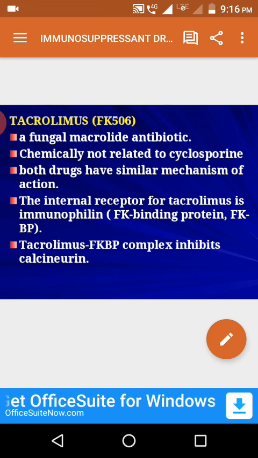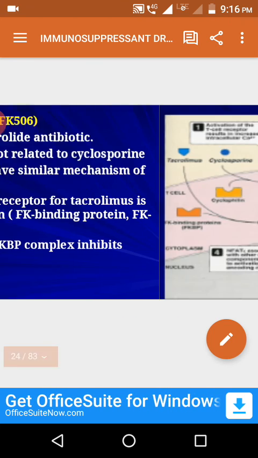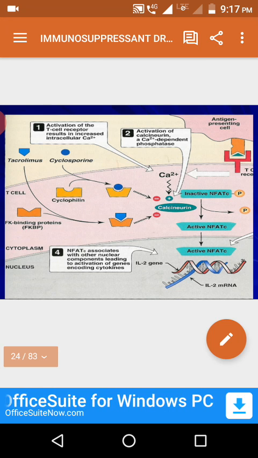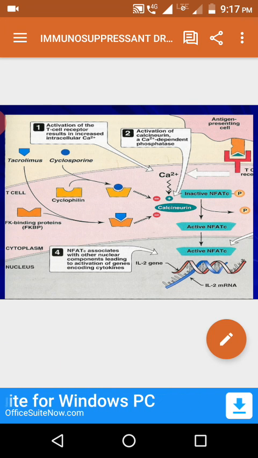But the internal receptor for binding tacrolimus is not cyclophilin, it is another immunophilin. This immunophilin is also called FK binding protein. Cyclosporin forms an active complex with cyclophilin, but tacrolimus binds with FK binding protein. So there is a formation of the tacrolimus-FK binding protein complex. This complex inhibits calcineurin. Both are calcineurin inhibitors, tacrolimus and cyclosporin, but the way they inhibit is different.